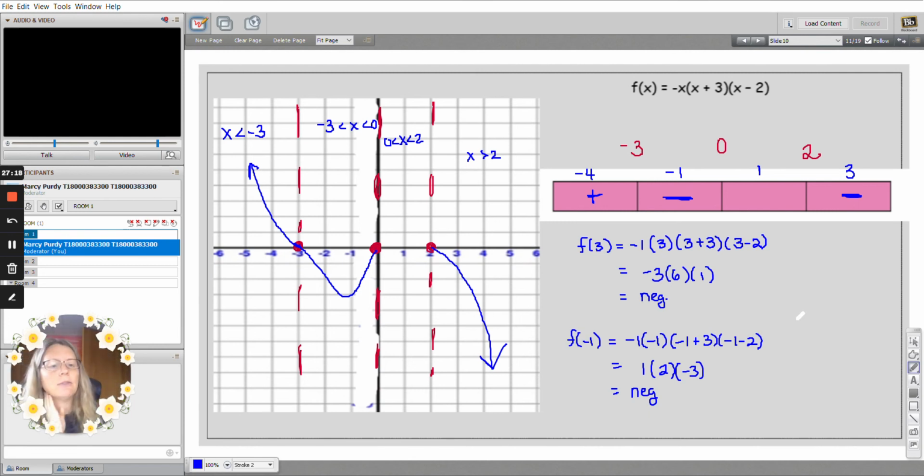So we plug in f of 1, and I'm going to sneak that in over here. We get -1 times 1 times 1 plus 3 times 1 minus 2. So that gives us -1 times 4 times -1. And two negatives give us a positive. So it's going to be positive. So in that interval, the graph is going to go through the x-intercept of 0, go up, and come back down to that x-intercept at 2. So that's a rough sketch of our graph.